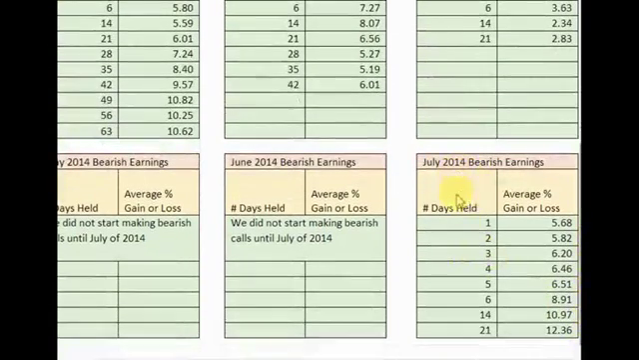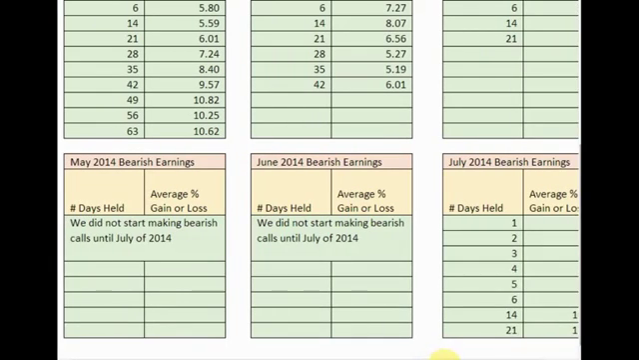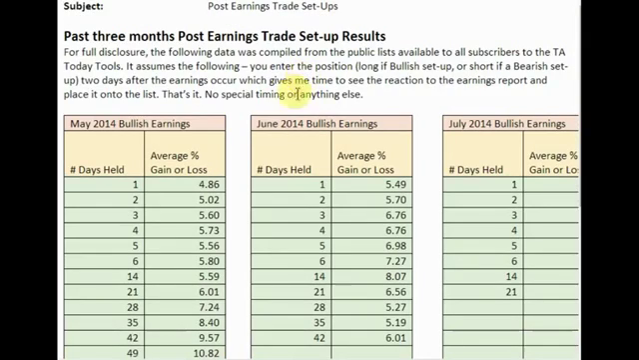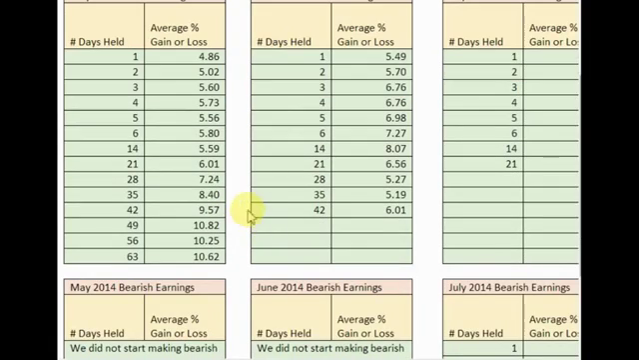And the one that we've started in July is the bearish one as well, and you can see the kind of returns on the bearish ones. Usually bearish ones go down faster. So that's post-earnings trade setups. They get created, they get stuck on a watch list. If you just bought every one of them when they appeared on the watch list on the open that day and held them for these durations, that's the kind of gains you would have got.